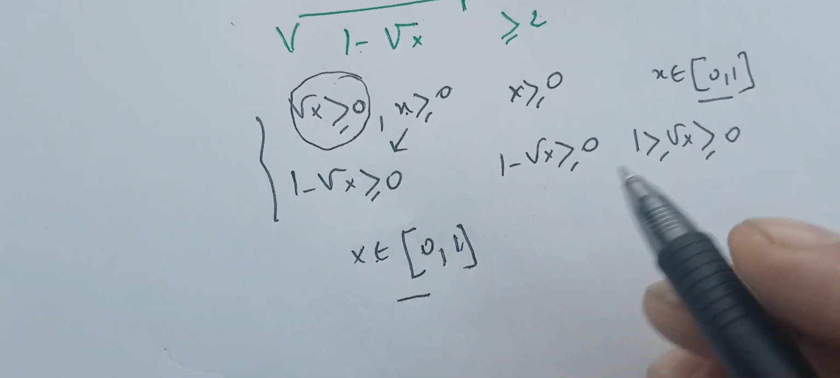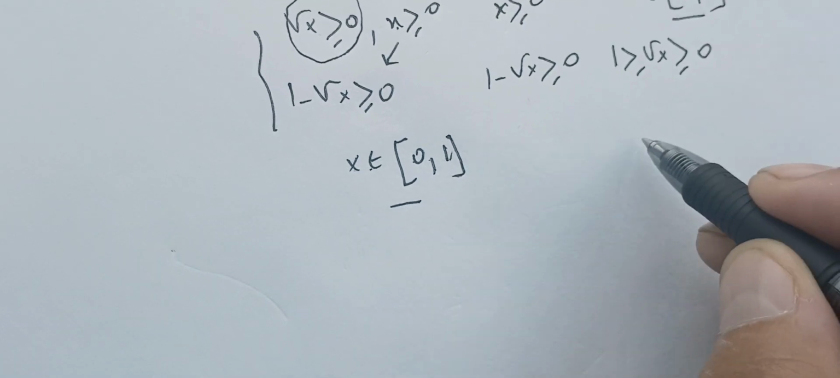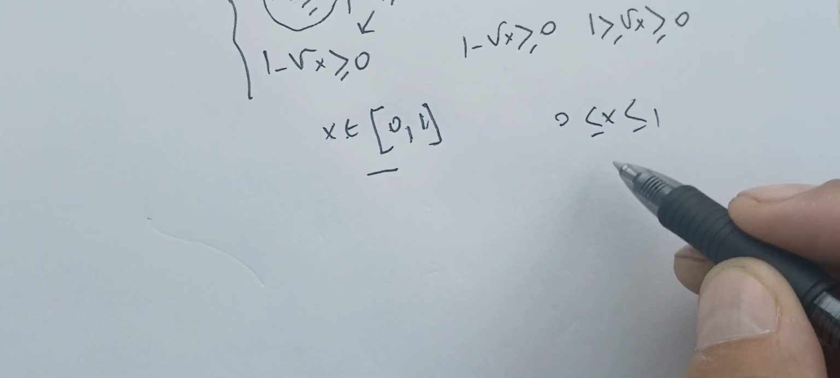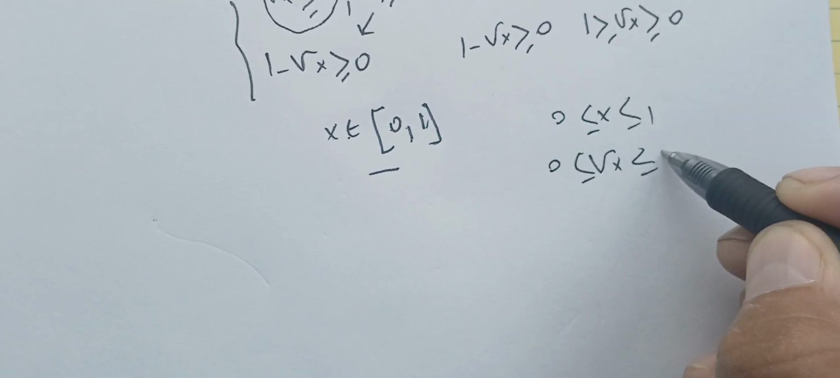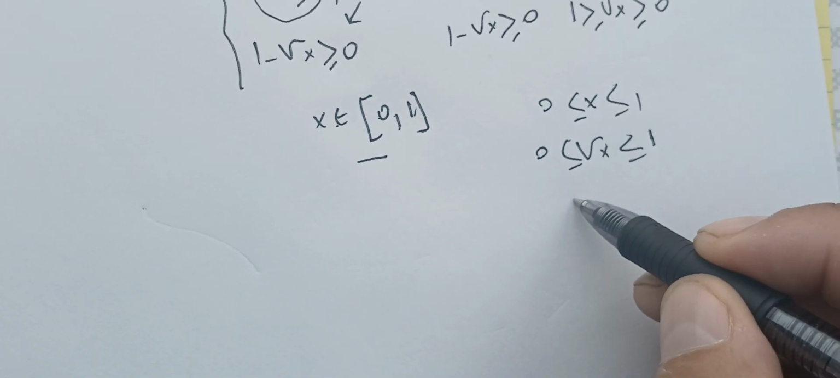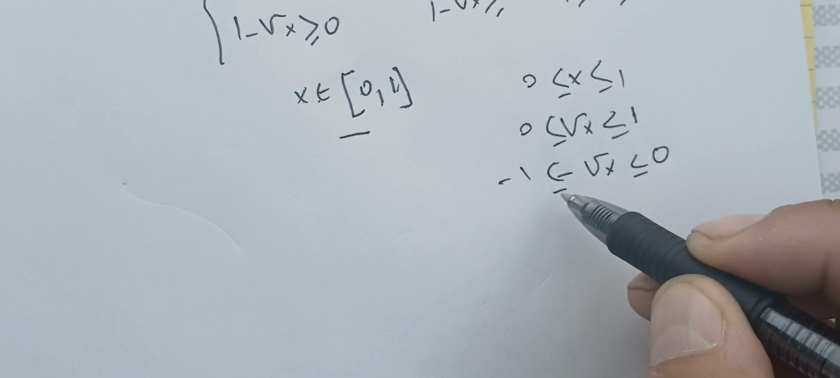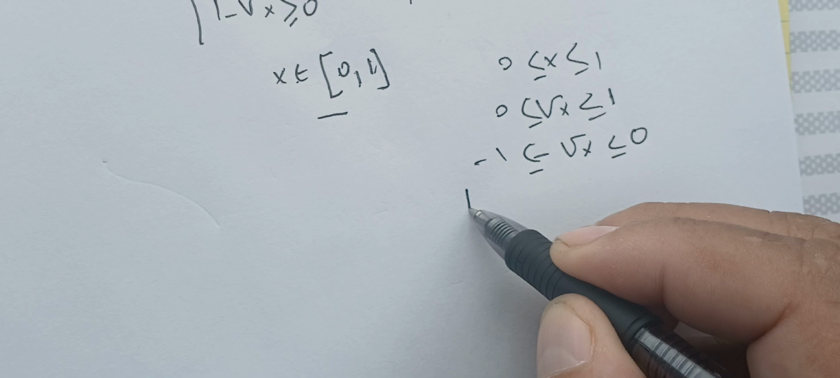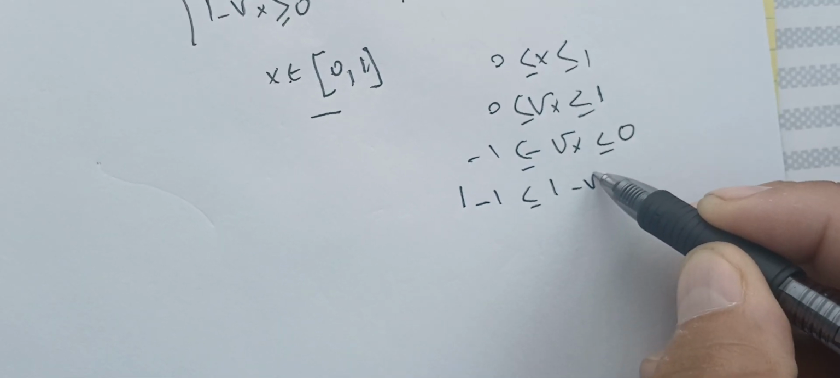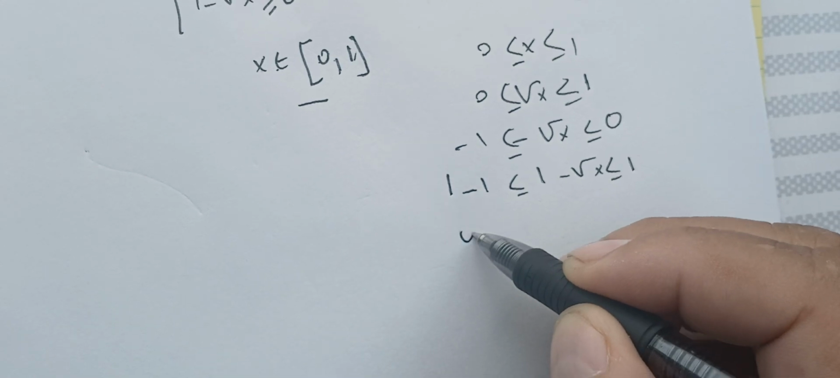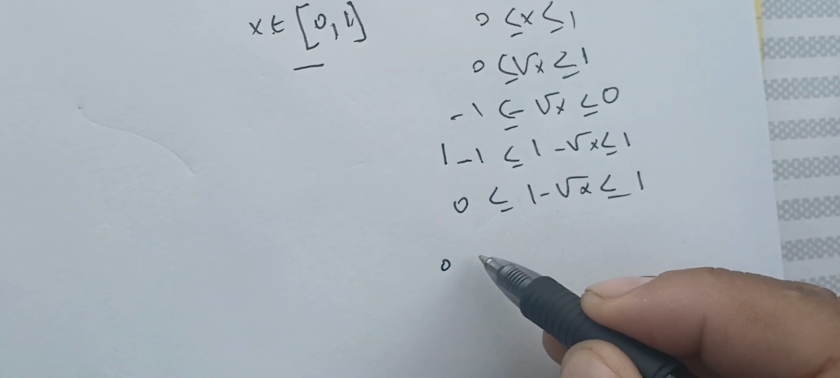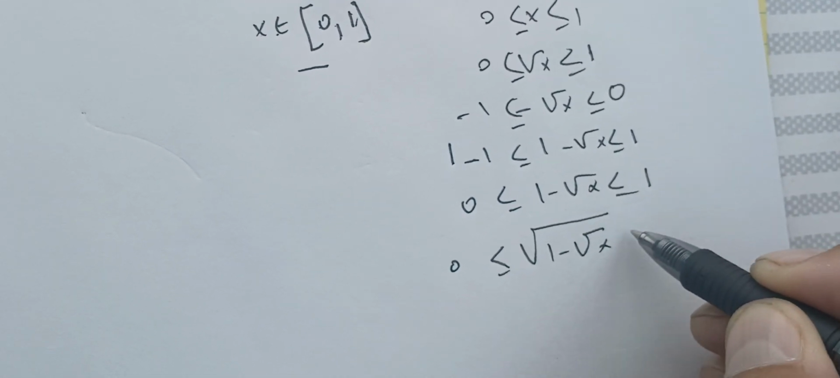To see that, we have x between 0 and 1. Therefore, the square root of x is between 0 and the square root of 1, which is 1. And if we take a minus here, we're going to have minus 1 is less than minus the square root of x is less than 0. And adding 1 to both sides, we have 1 minus 1, 1 minus square root of x is less than 1. So we have this one trapped between 0 and 1. And once we take the square root, we see that this one is always between 0 and 1.